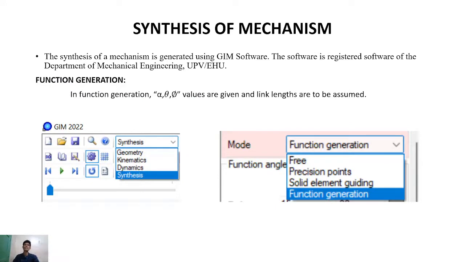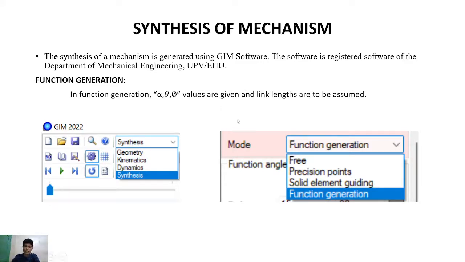Next, synthesis of mechanisms. In synthesis of mechanisms, there are three types: function generation, motion generation, and path generation. I chose function generation. I did the function generation with the help of GAM software.